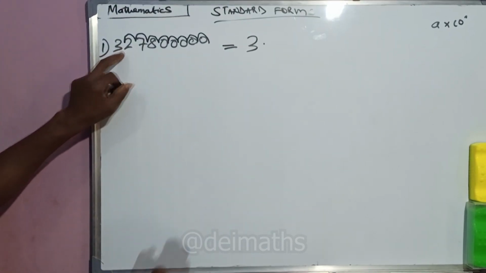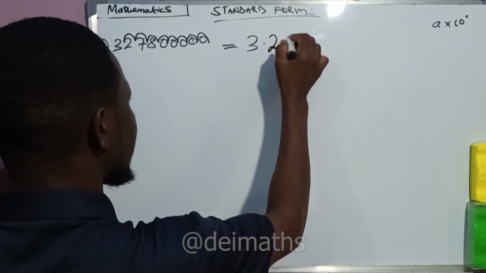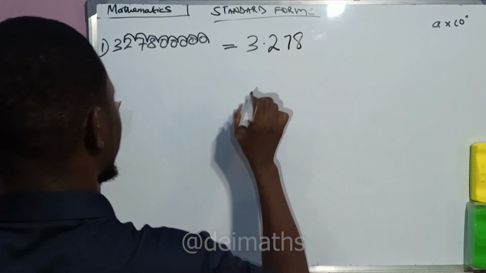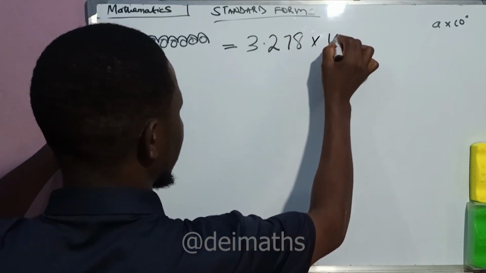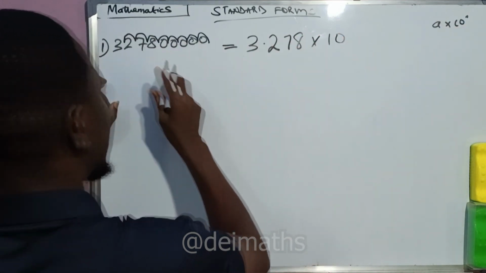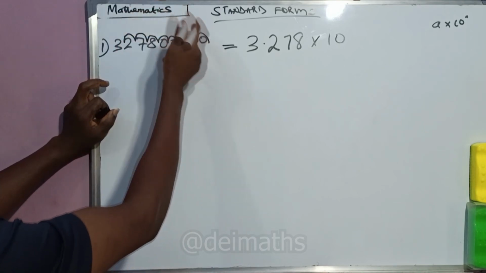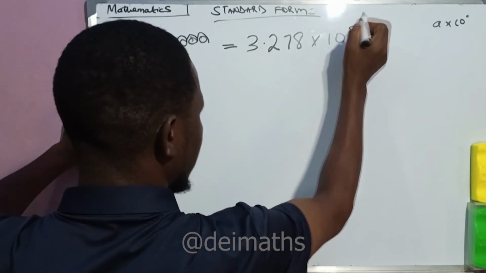I will put my point there. 2.78 times our 10. Then how many did I count from here to here, which is 8?